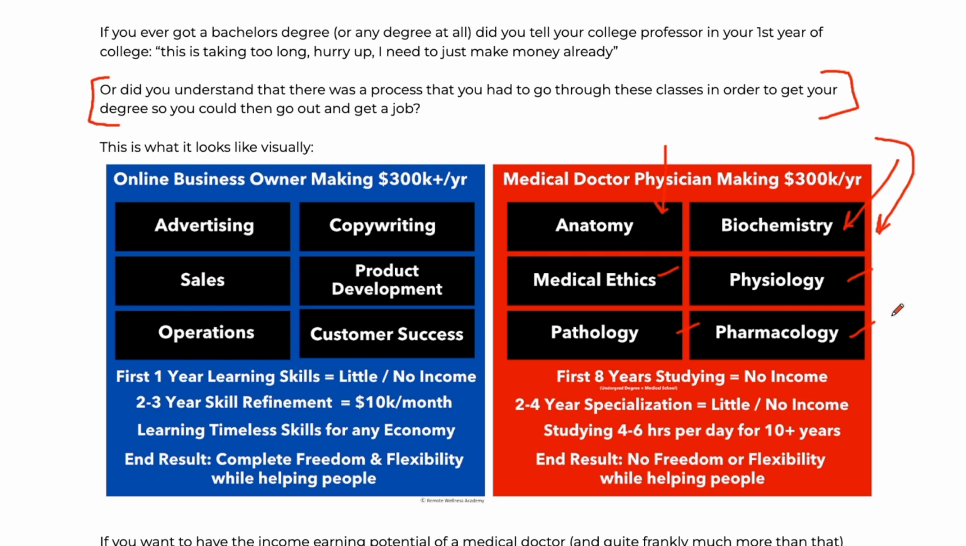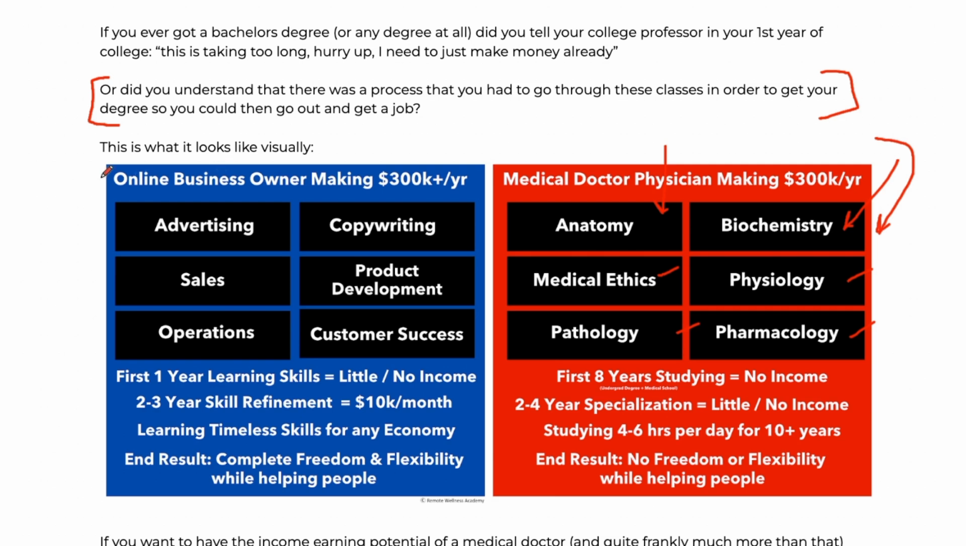Now, this is the thing that most people don't understand: you don't become a medical doctor and a physician in order to make money, right? You become a medical doctor physician in order to help people, and you have a reason why you're doing it. But if you are doing this for the sake of money, the end result is that as a medical doctor and physician, you're not going to have the freedom and the flexibility. Yes, you're helping people, but you're going to be caged to the hospital. It's just not the game of money that you are spending your time studying, right?